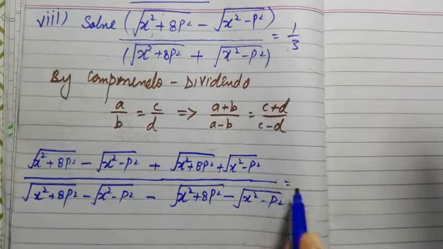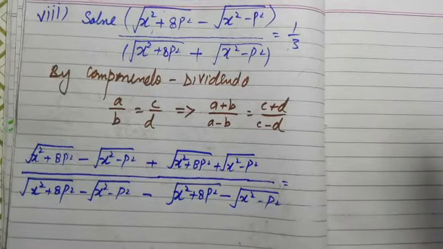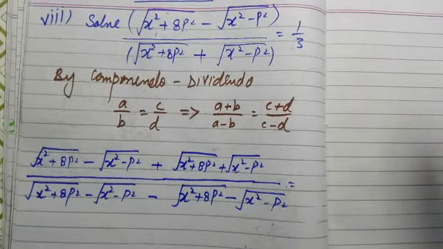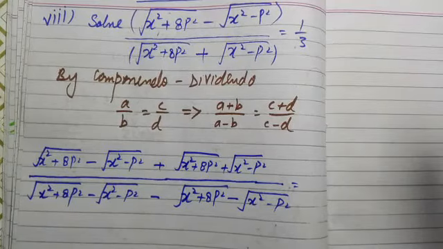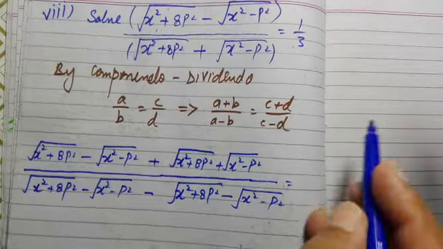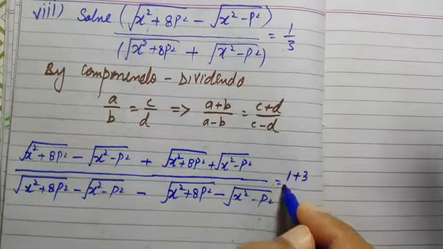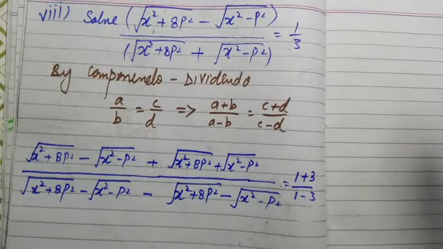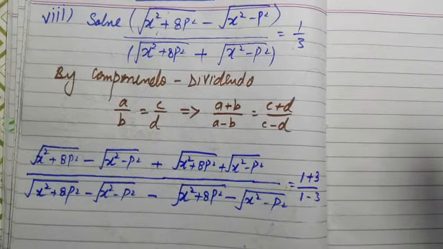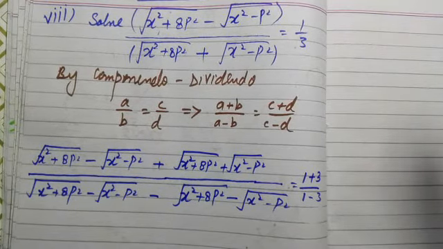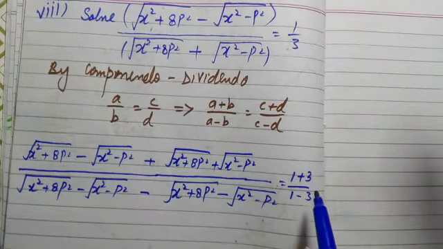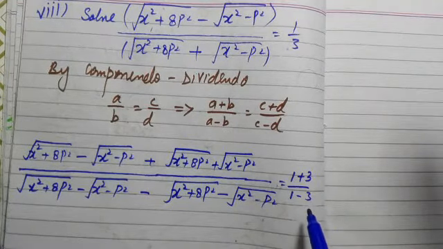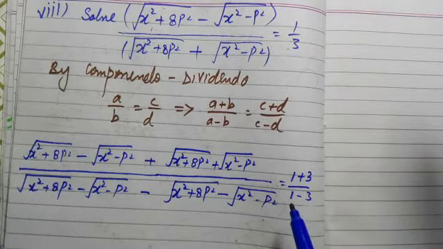And you will see what is on the right hand side. So that is 1 plus 3 over 1 minus 3. 1 plus 3 and 1 minus 3. So this is how you will put the terms 1 plus 3 and 1 minus 3 on the right hand side, and then you will work it out.